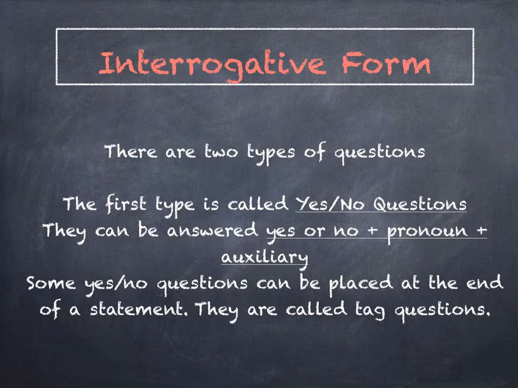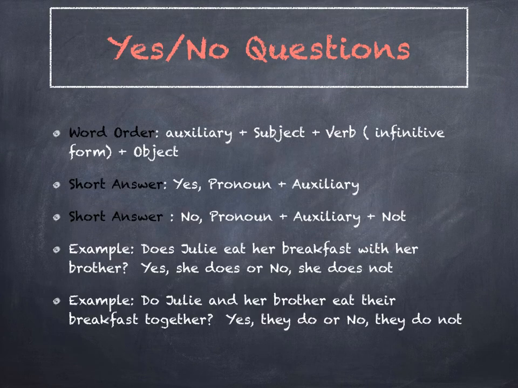Yes-no question simply because they can be answered by yes, by no, then you replace your subject by the corresponding pronoun, and then you use the correct auxiliary. You have to know that some yes-no questions can be placed at the end of a sentence, and they're called tag questions, but we'll come back with this a little later. Now, let's go in details for the yes-no questions.